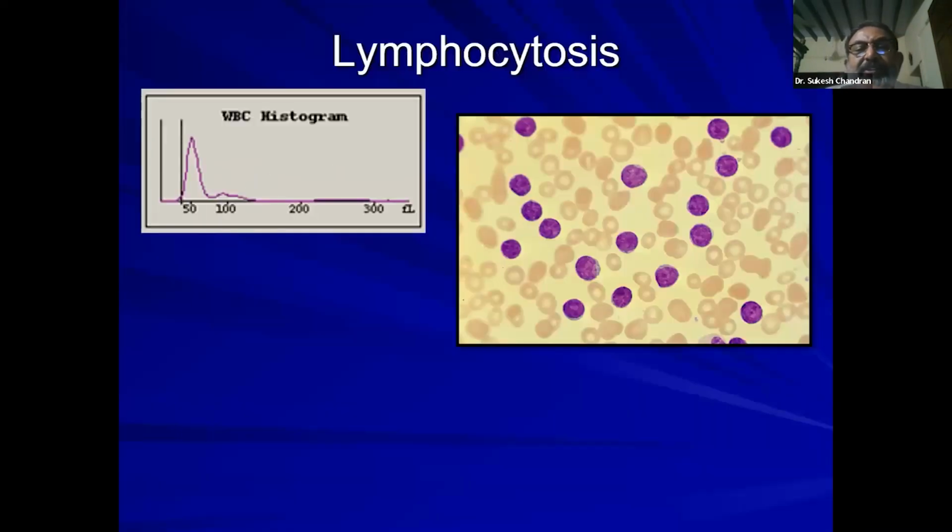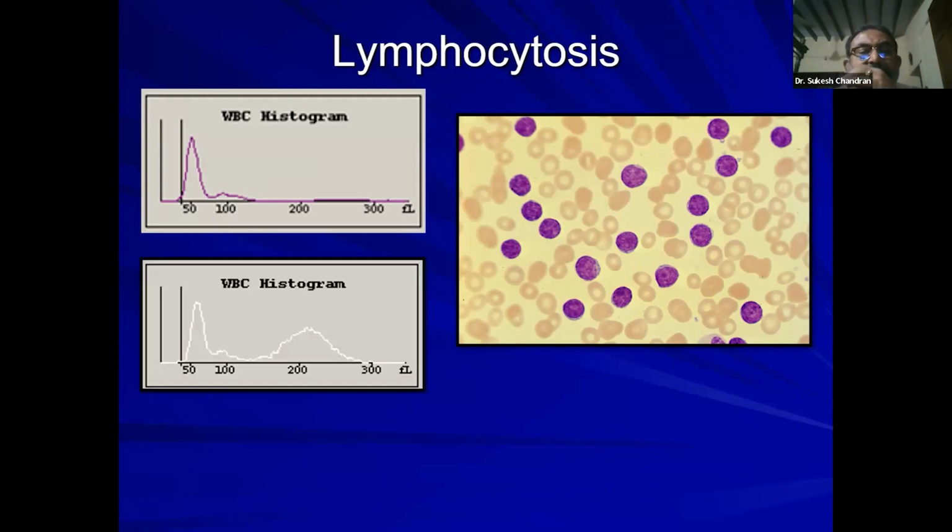Now here I have got lymphocytosis. You can see that there's hardly any neutrophils. Most of the cells are lymphocytes. What's your diagnosis? I have not looked at the smear till now. Now, is there something wrong with this histogram? Let's compare it with a normal histogram. Okay.